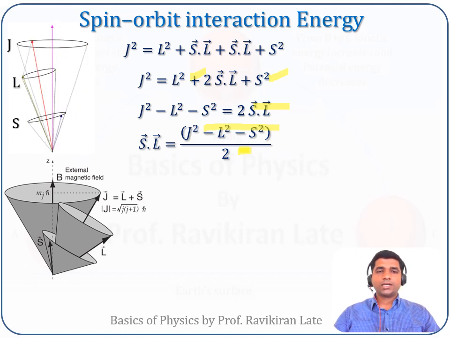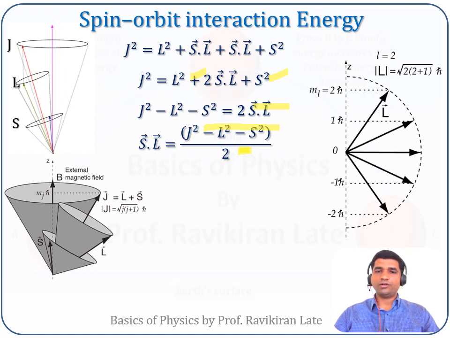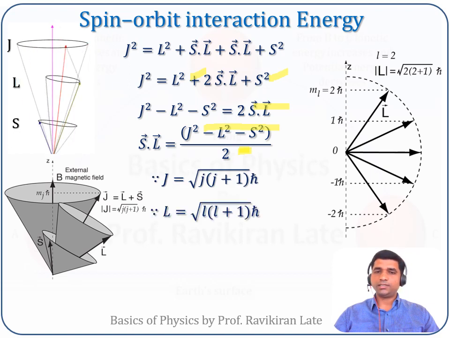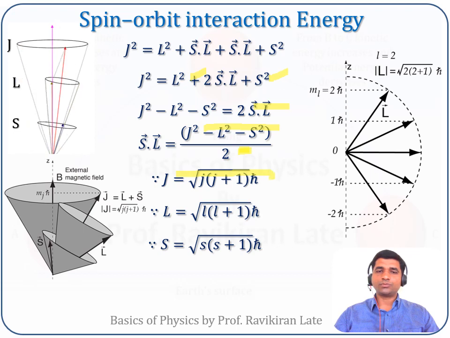Now we know this spin angular momentum vector or orbital angular momentum vector can have quantum mechanical values, and we had seen this in our lower classes. J can be written as square root of J into J plus 1 times h cross, L can be written as square root of L into L plus 1 times h cross, and S bar is equal to square root of S into S plus 1 times h cross.